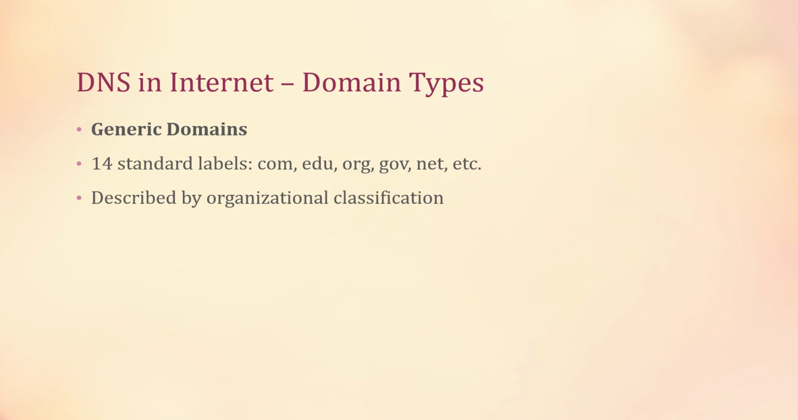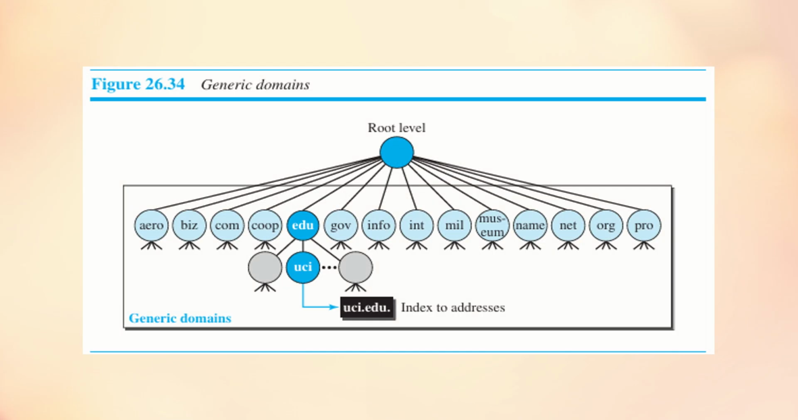They are generic domains and country domains. This figure shows the generic domain structure. The generic domains define registered hosts according to their generic behavior. Each node in the tree defines a domain, which is an index to the domain namespace database. Looking at the tree, we see that the first level in the generic domain section allows 14 possible labels. If you want to see the list of all these 14 labels, it is given in the textbook, table 26.12.